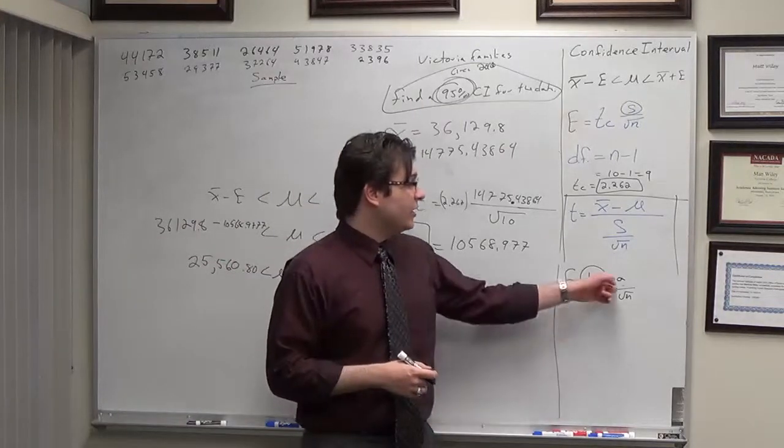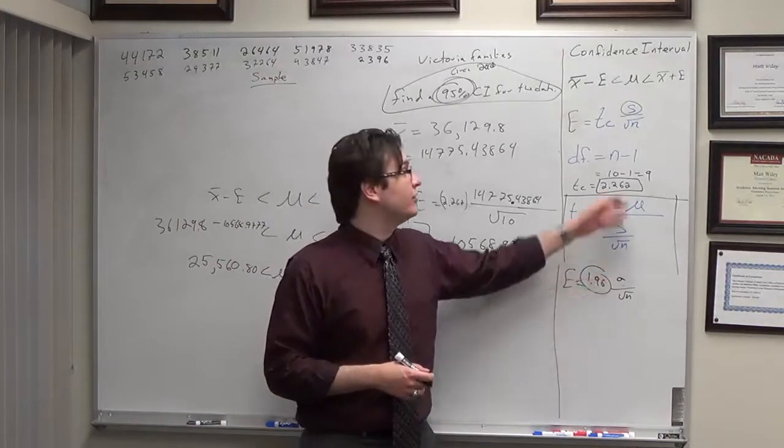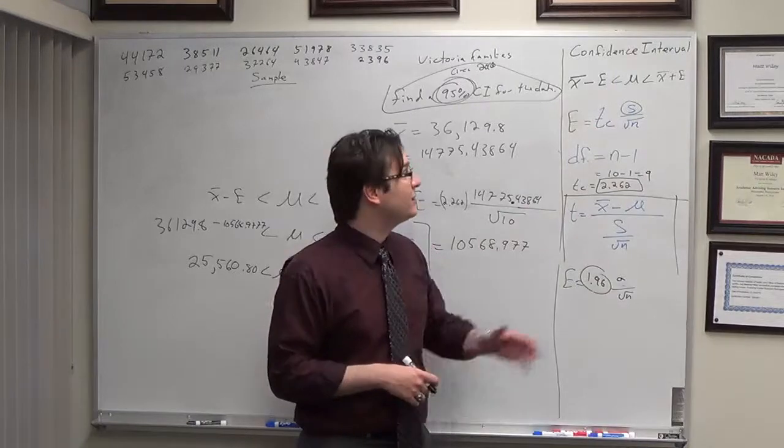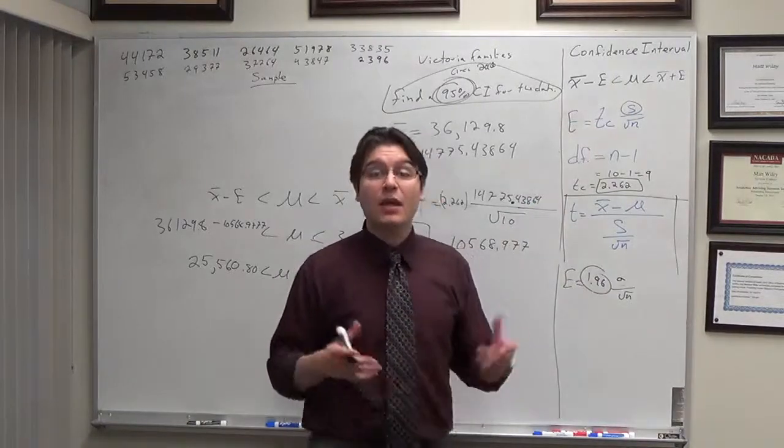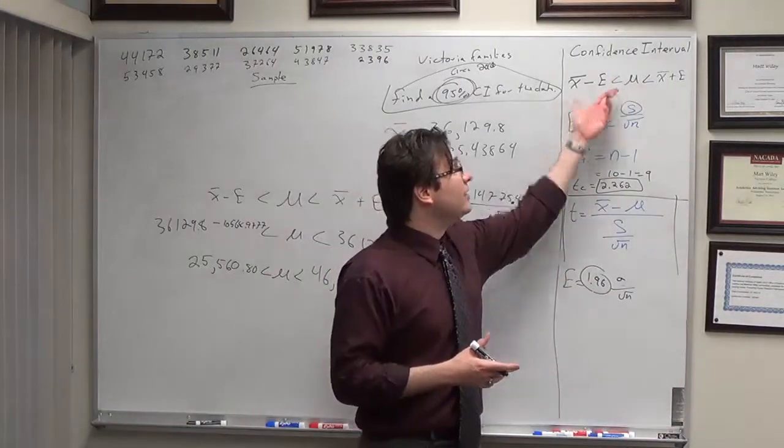Notice the difference. If you've got sigmas, you use ZC scores. If you've got standard deviation S, you have to use TC. Notice it's the same formula though, minus E plus E.